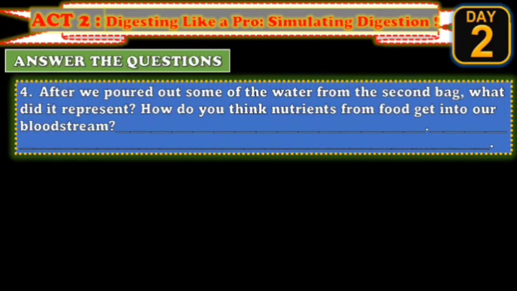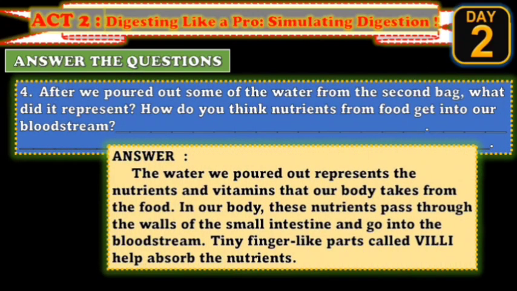For question number 4, the possible answer is the water we poured out represents the nutrients and vitamins that our body takes from the food. In our body, these nutrients pass through the walls of the small intestine and go into the bloodstream. Tiny finger-like parts called villi help absorb the nutrients.